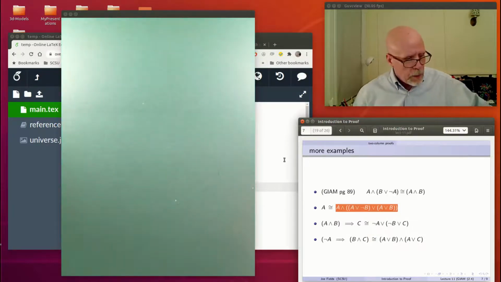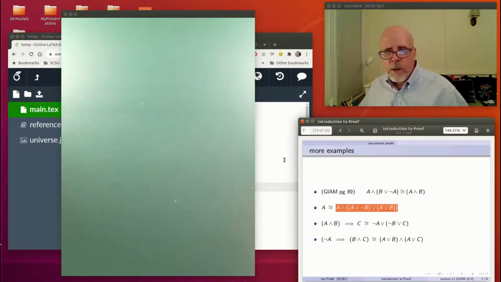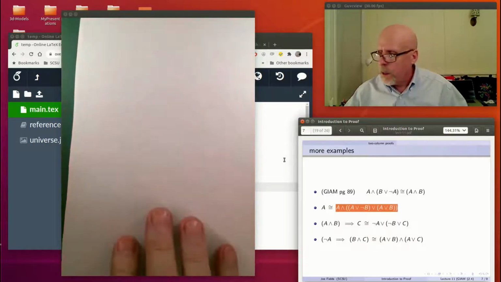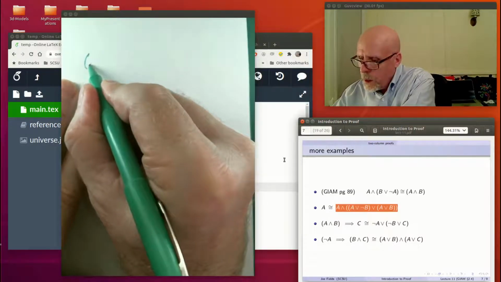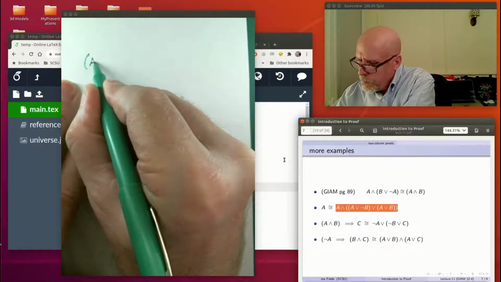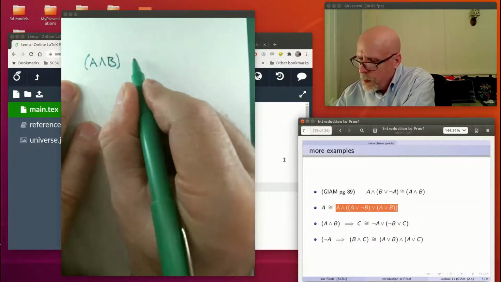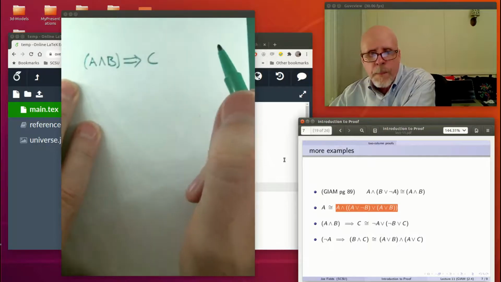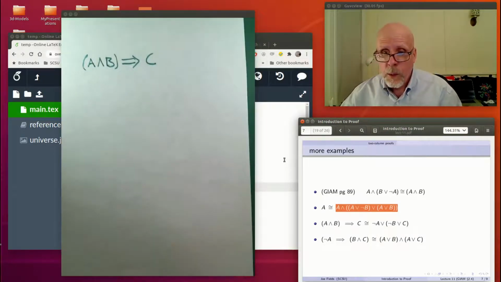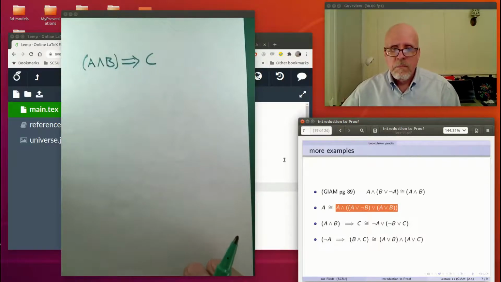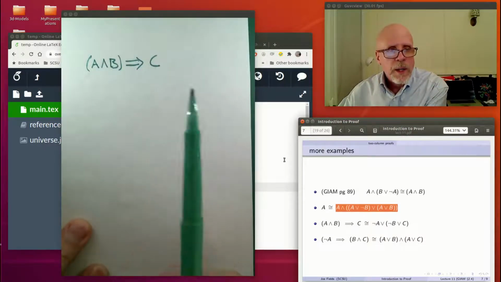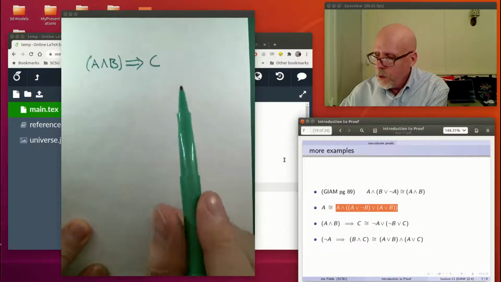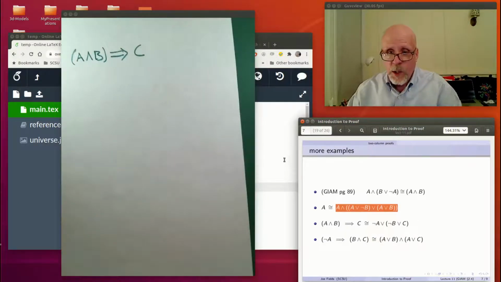The next one on this little laundry list of things we want to work out has an implication in it. It starts with the sentence A and B implies C, and it ends up with not A or not B or C. Seems hard to see at first, but I guess this is mostly a point about if you've got implications in the first sentence and then you don't have implications in where you're trying to get to.